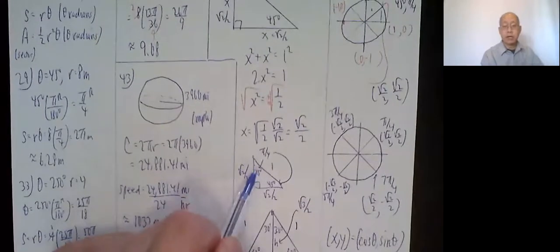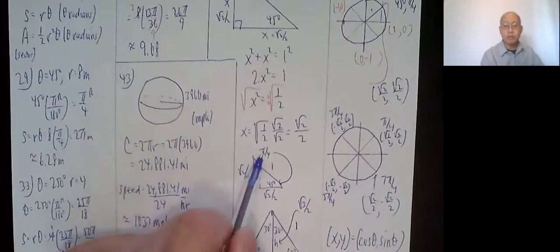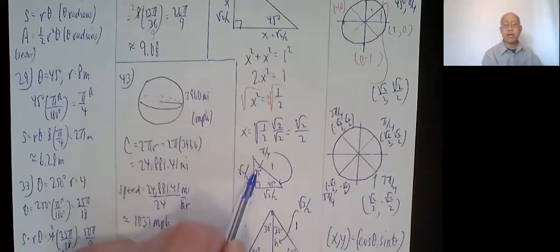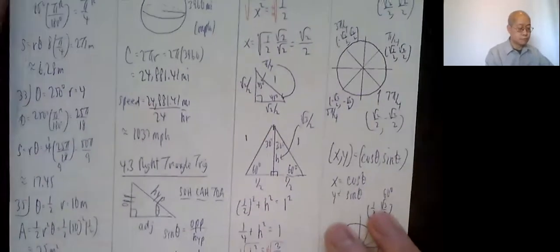So the picture now looks like this. This is 45 degrees or pi over 4. Both of these are pi over 4. This would be radical 2 over 2, radical 2 over 2. So that would mean the sine of 45 degrees and also the cosine of 45 degrees are both radical 2 over 2.